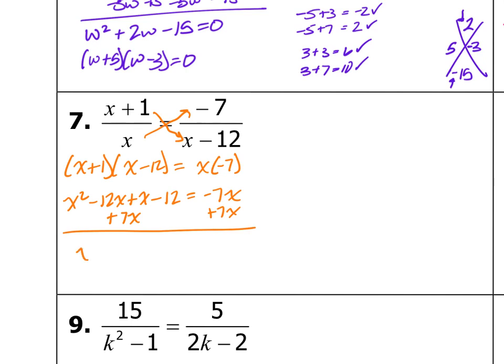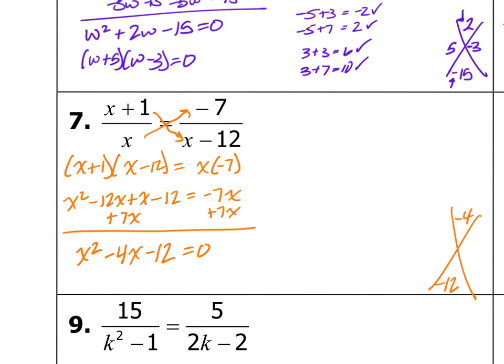And then I get x squared, add all my x's together. Let's see, negative 12x plus x is -11x, plus 7x is -4x, minus 12 equals 0. So now I want to factor that. Give me two numbers that multiply to be -12 and add to be -4.